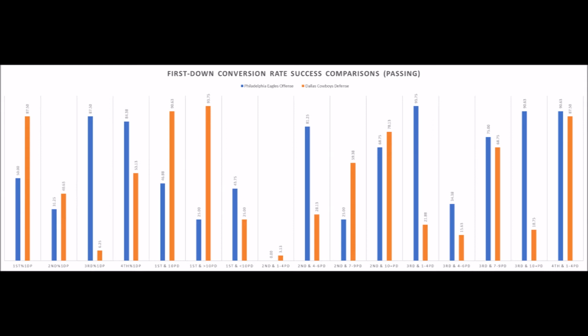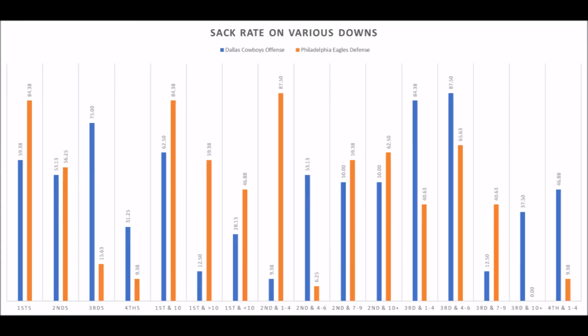Then, of course, you get to sack rates between the Cowboys offense and the Eagles defense. In this area, the Eagles are slightly favored in terms of second down and also favored in terms of first down. So I do think there is a pretty good likelihood that the Eagles will be able to get a sack in this game. But there definitely is some doubt because of the Cowboys' ability to prevent sacks as well.